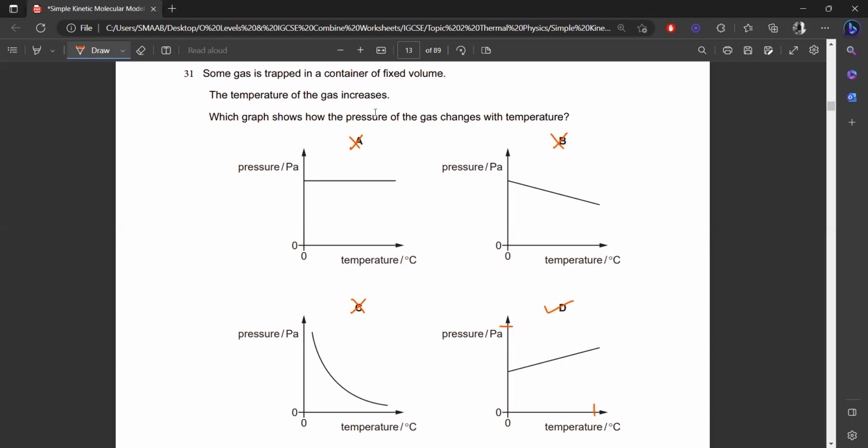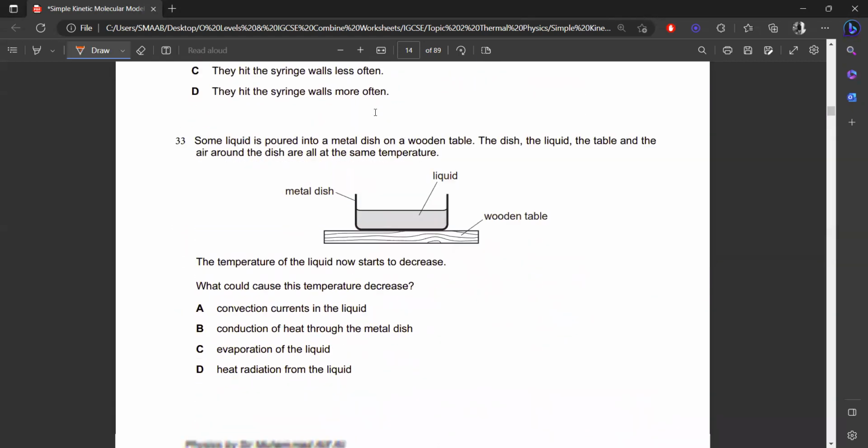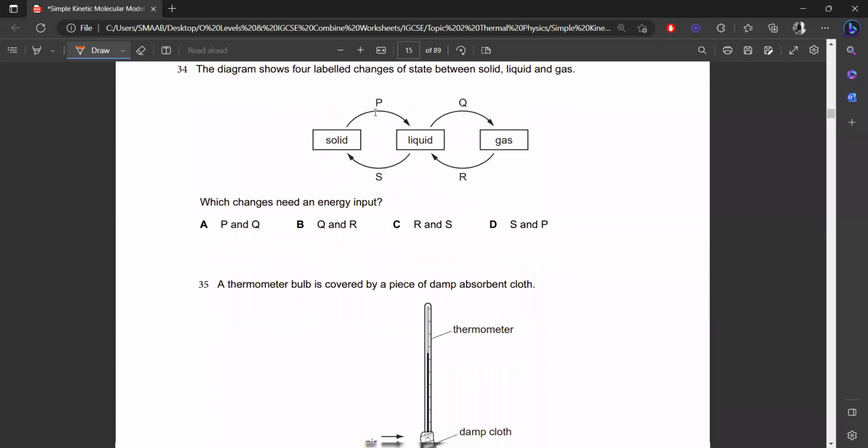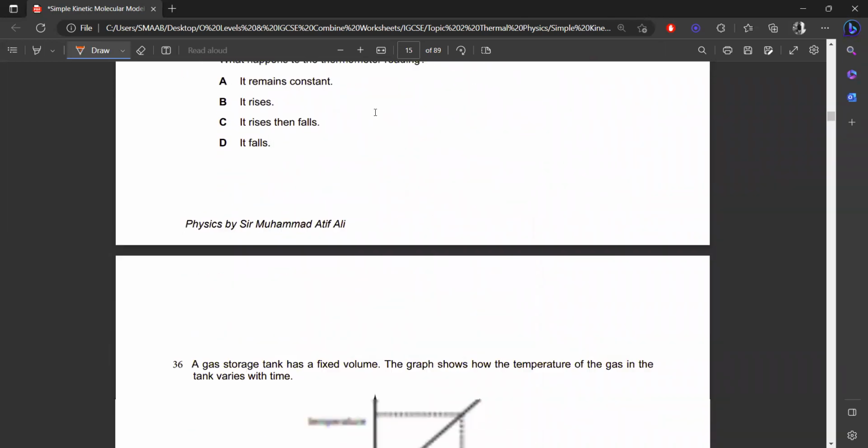So almost we have done half of the MCQs, and most of them are similar, only the way of questioning is different.